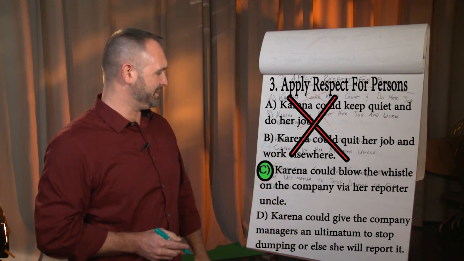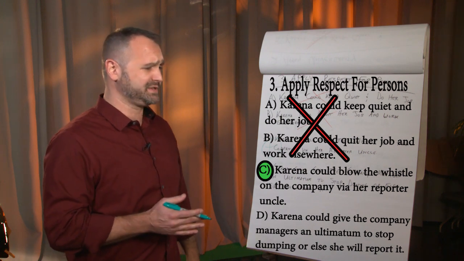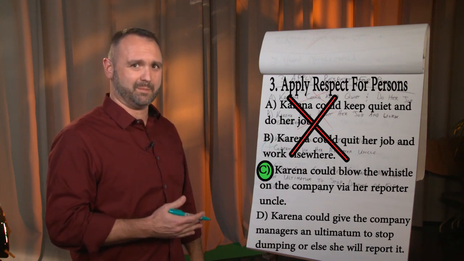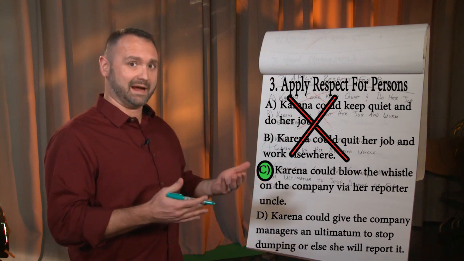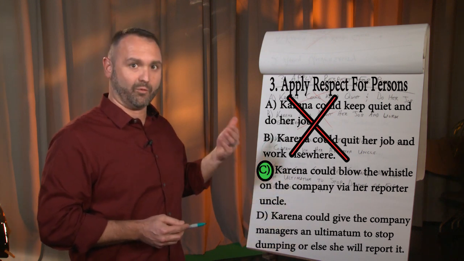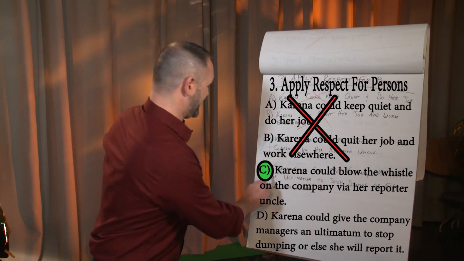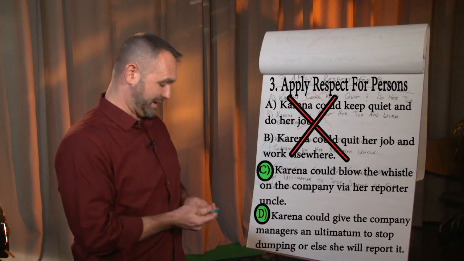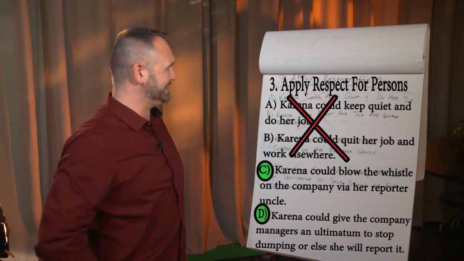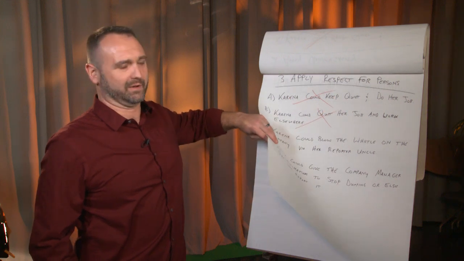Neither would giving the company manager an ultimatum to stop the dumping or else then reporting it, because she's giving due respect to the company and to the public by advancing all of their interests. So here Karina's being, in a way, cooperative while she's trying to right the wrong that the company's engaged in. And so that also looks like a morally acceptable option, as both C and D pass the respect for persons test, assuming that Karina's motives are in the right place.